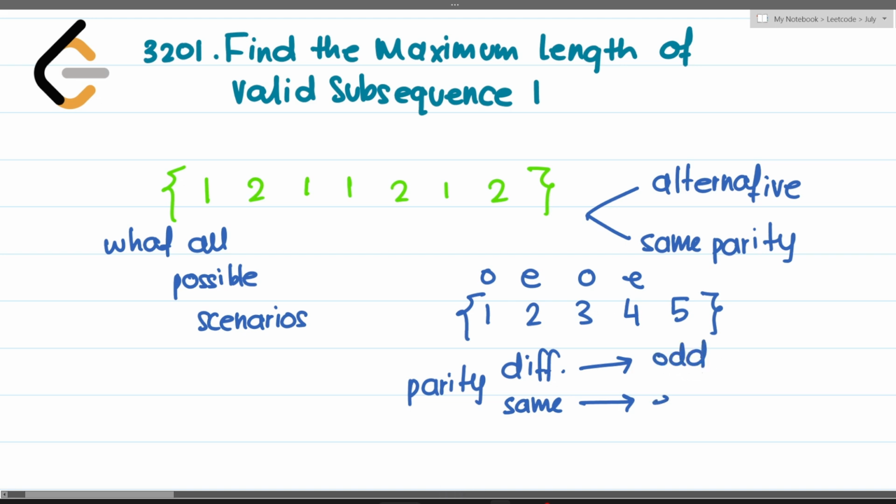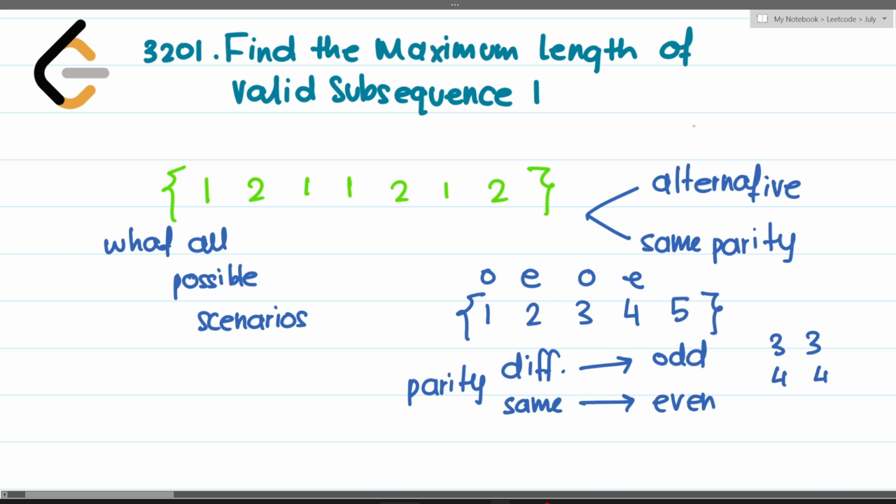But if the parity is same, then you get an even number, right? So for example, if it's 3 plus 3 or if it's 4 plus 4, in both the scenarios you're going to get an even number, right? So all the possible scenarios are, I could either have alternating parity in my nums, or I could have the same parity throughout my nums array, right?